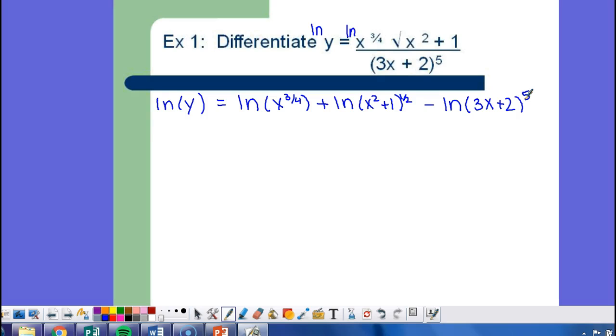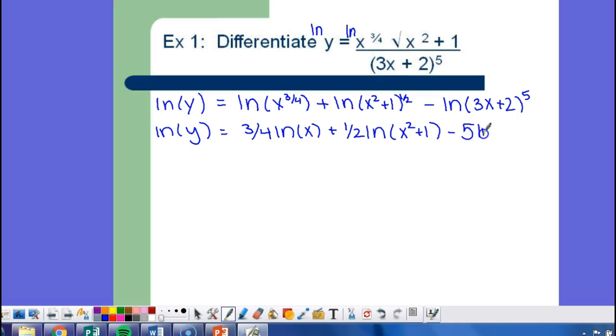And then the idea is the same. Bring out all your exponents as coefficients. So you get the natural log of y equals 3/4 the natural log of x plus 1/2 the natural log of x squared plus 1 minus 5 natural log of 3x plus 2. So again, everything in blue so far is still the original function. We've actually done no deriving or calculus.